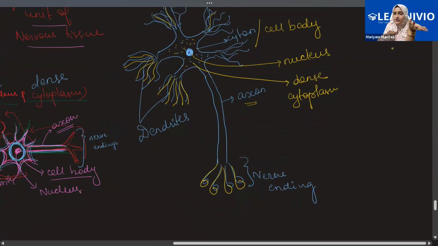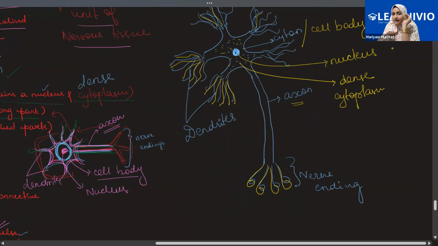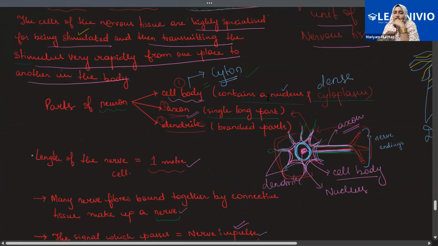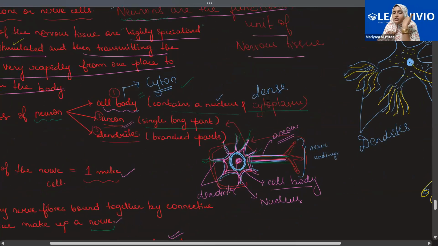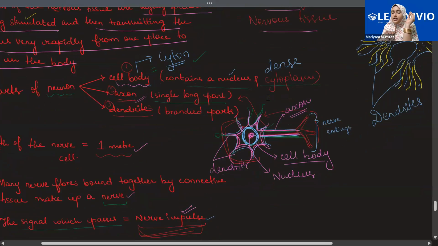Many times it can also be asked in the exams to draw the structure of a neuron, so you should have a practice of it. Now, there are three parts of the neuron. There is the cell body, also called the cyton, which contains a very prominent, proper nucleus along with a dense cytoplasm. Then comes the axon, the single long part that arises from the cyton. And lastly, the dendrites, which are the branched parts that arise from the cell body. So all of these are the parts of a neuron.